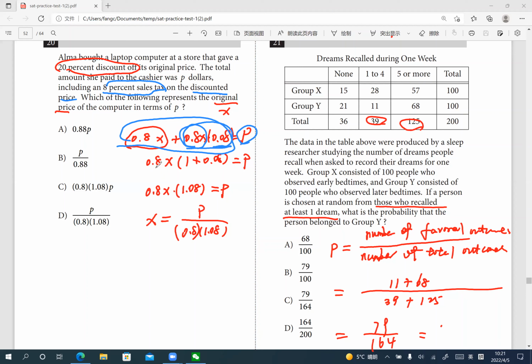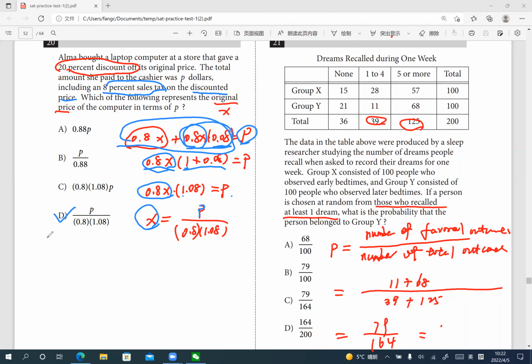Now we simplify this expression. We use the distributive property. We get 0.8x times 1 plus 0.08. So we factor 0.8x out of the expression. Now 1 plus 0.08 is 1.08. So 0.8x times 1.08 equals P. So the original price, which we represent with x, equals the price she really paid divided by 0.8 times 1.08. So we should choose option D.